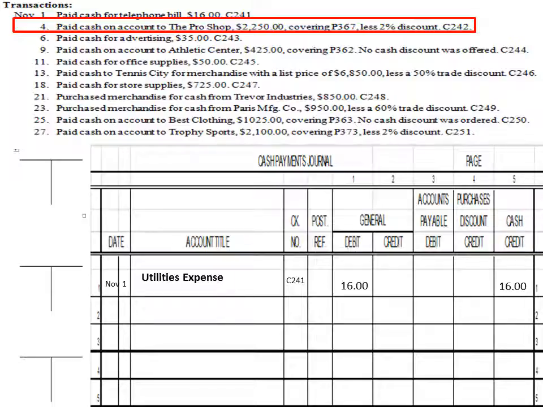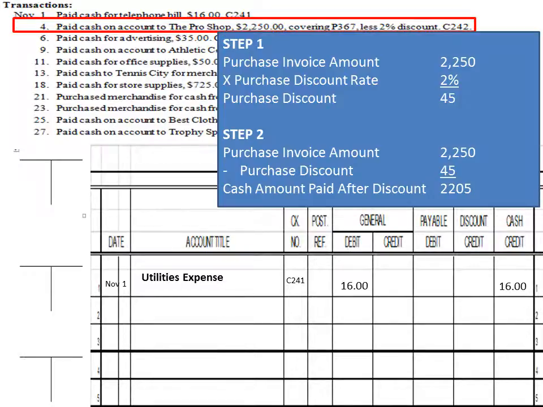So take a look at the 3 accounts that we're going to use. First, to figure out our purchase discount, we take our purchase invoice amount, in this case $22.50, times the purchase discount rate, which is 2%, which gives us our purchase discount of $.45. Next, we take our purchase invoice amount of $22.50 less that purchase discount of $.45 we just calculated, so the cash amount paid after the discount is $22.05.